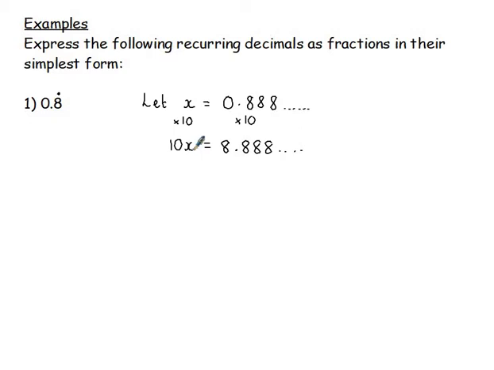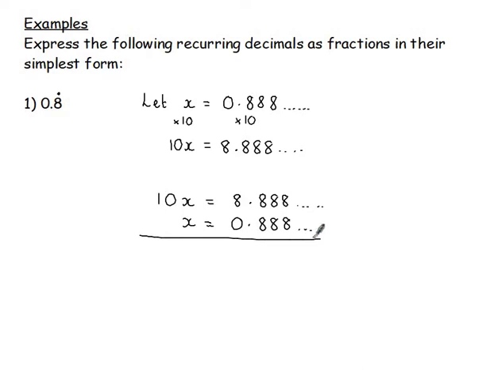Now what we do is we subtract the two. So we take the 10x equals 8.8 recurring, and we take our x is 0.8 recurring, and we subtract the two. The reason we want to do this is to get rid of the recurring part of the decimal. That's the whole point of it. When we subtract them, it's going to disappear. That's the reason for multiplying the recurring decimal at the beginning by something. And this subtraction is a bit like when we did simultaneous equations.